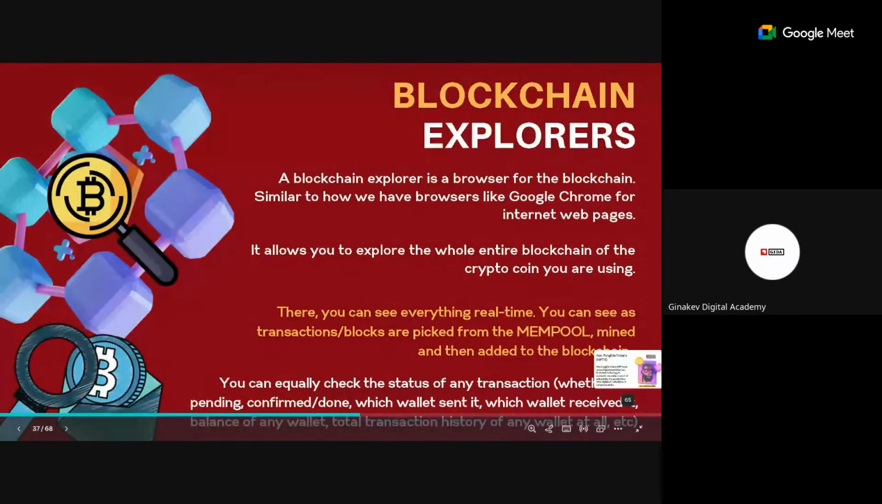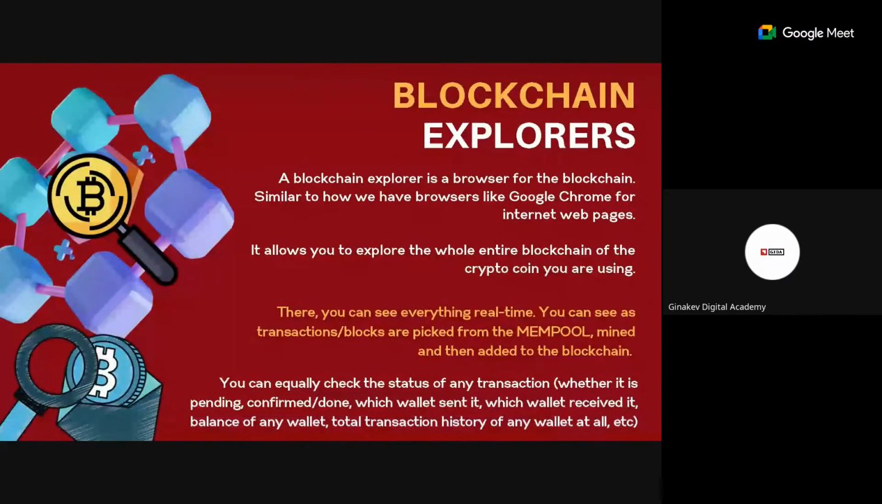The way you have www.google.com. So that's the same way you have some of these explorers and how they work. So what do you search for in Google? You search who is the best player between Cristiano Ronaldo and Messi. So that's what you search. But when you come to blockchain explorers, it helps you to explore an entire blockchain of a particular token that you are using, or a crypto coin.